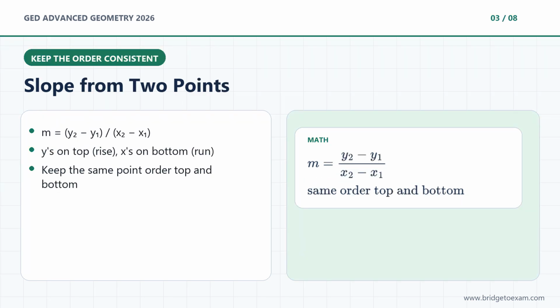Given 2 points, there is a clean formula. M equals y2 minus y1 over x2 minus x1. In words, subtract the y values for the rise and subtract the x values for the run. The golden rule is to keep the same order in both. Whichever point you start with on top, start with that same point on the bottom. Order on top must match order on the bottom.